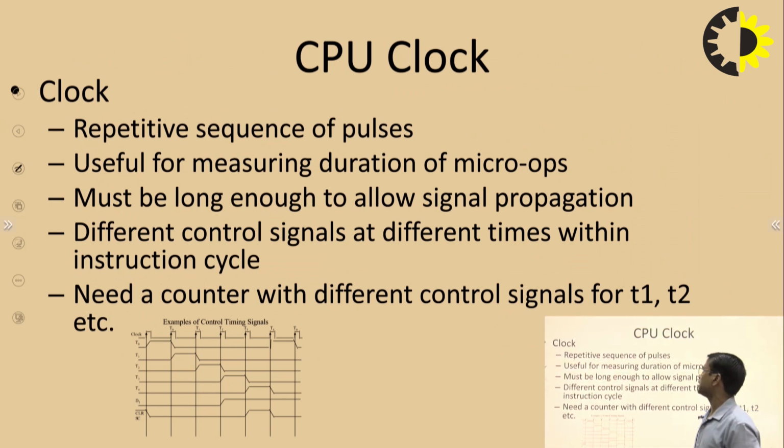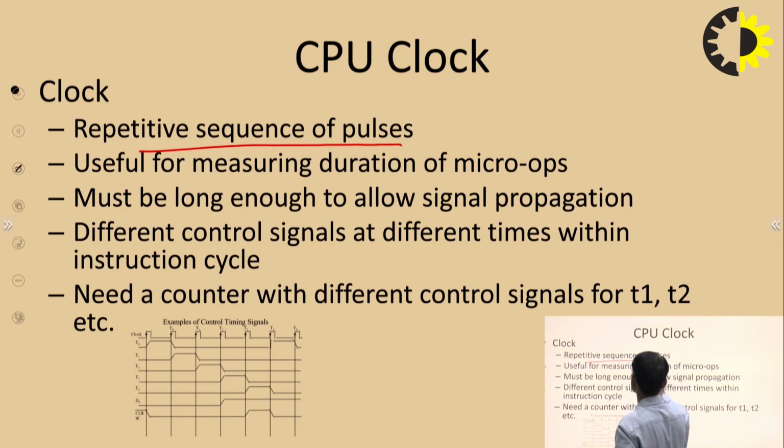Now come to the CPU clock. Now what is the CPU clock? It is a repetitive sequence of pulses. We can see these pulses. Okay, it is useful for measuring the duration of a micro operation.